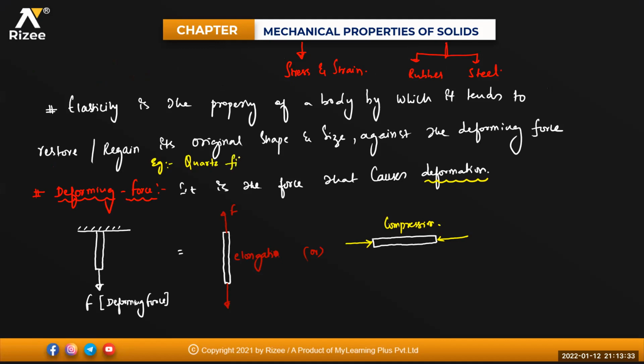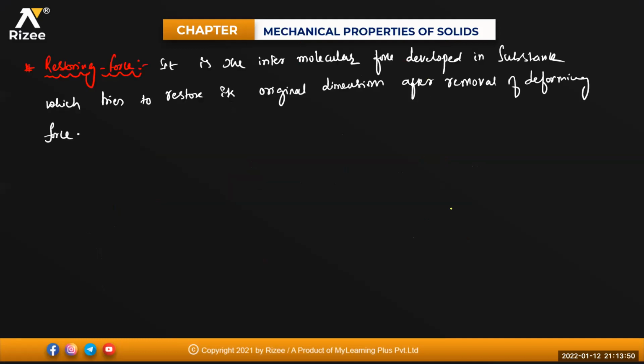Quartz fiber is nearly perfect elastic body. Okay. If the body doesn't regain, such type of bodies are called as what? Plastic bodies. Keep a star mark here.